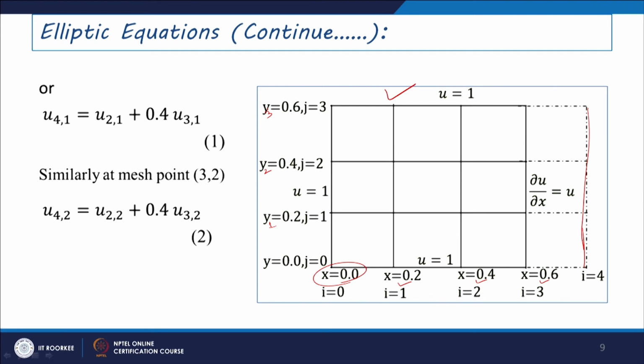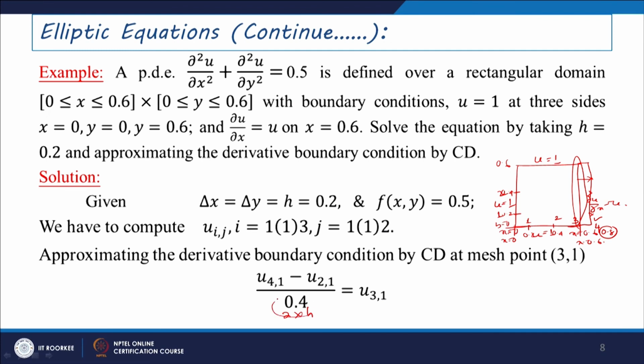So we can write u_{41} as u_{21} plus 0.4 u_{31}, then u_{42} can be written as u_{22} plus 0.4 u_{32}. Since we have kept 0.4 in the division form, we are taking it to the right hand side as a multiplied form there. And discretizing this partial differential equation at the various mesh points, i is varying from 1 to 3 and j is varying from 1 to 2 here.